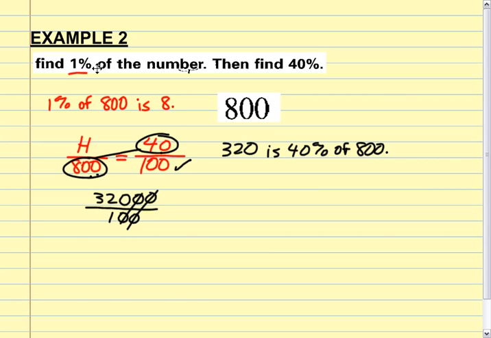I don't have a question, but I have another way to do it. Let's hear it. Since you figured out 1%, this is 1%, isn't it? You could times it by 40. Of course I could. So if that's 1% and I need 40%, 8 times 40 gives me 320. Same thing. Nice job. Okay? Good. Let's look at the next one.